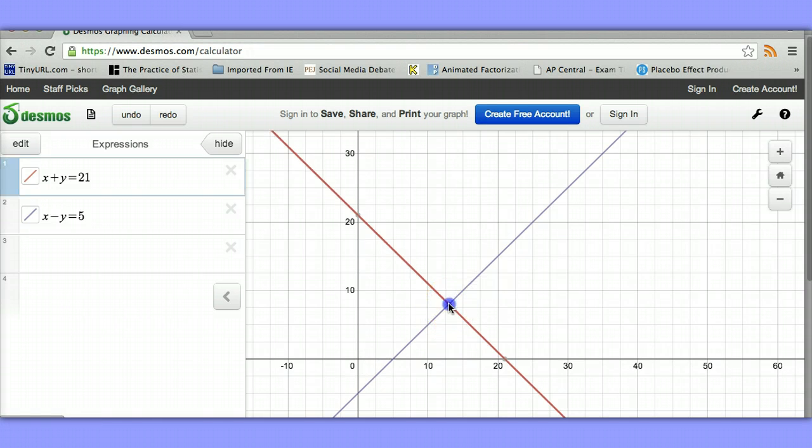The solution to this system is 13, 8, which is what we saw earlier. We'll be taking a look at many more examples in class over the next few days.